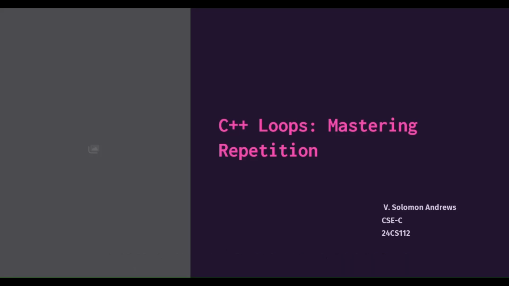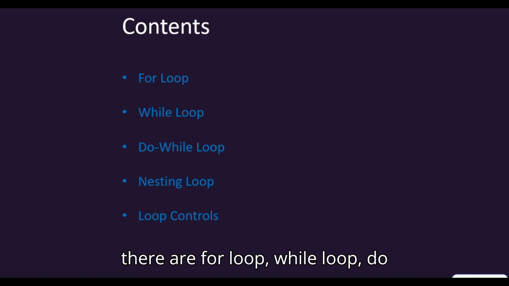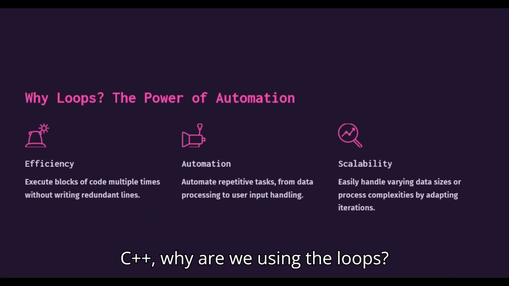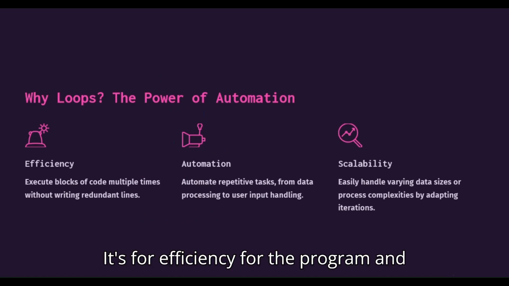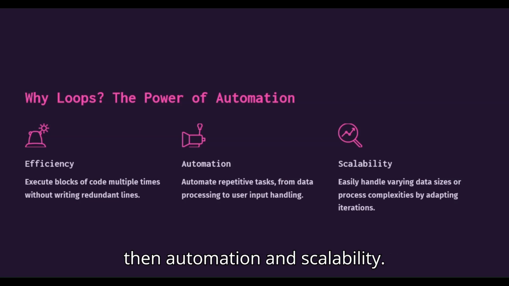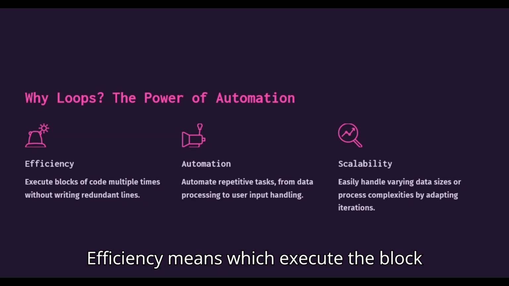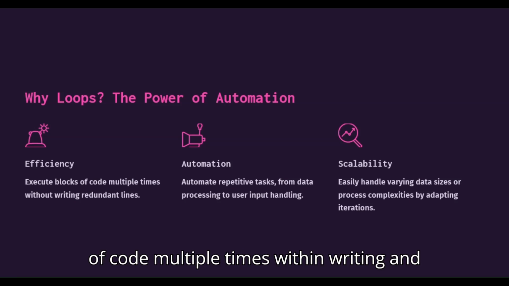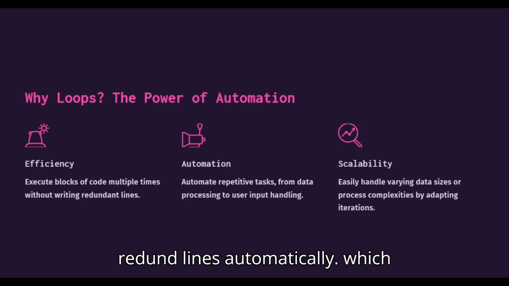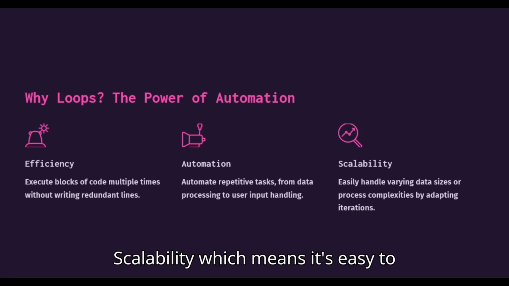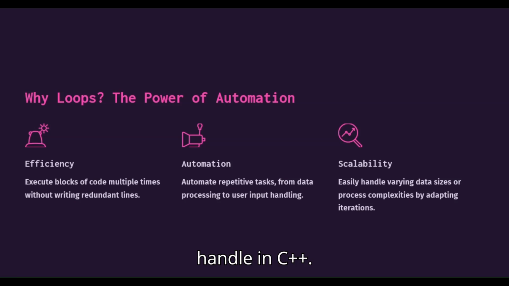Here we have for loop, while loop, do while, nesting loop, and loop controls. In C++, why are we using loops? It's for efficiency of the program, and then automation and scalability. Efficiency means executing a block of code multiple times without writing redundant lines. Automation automates repetitive tasks. Scalability means it's easy to handle in C++.